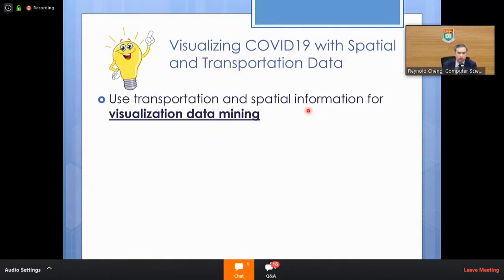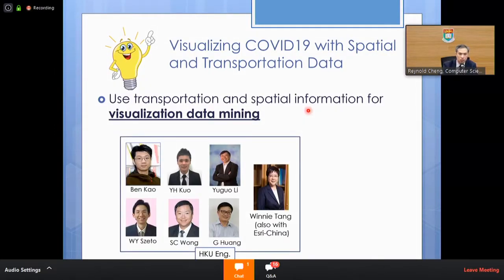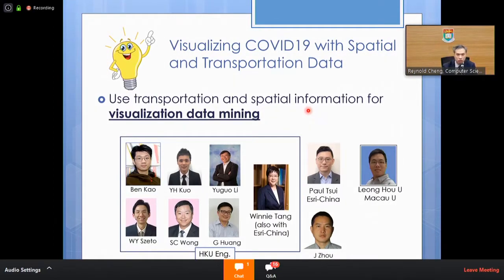We call this field visualization data mining, which is a kind of data mining process to help users or experts use their eyes to visualize what has happened, so that they can do something quickly. In order to do this, I have currently assembled a team with a number of very well-known and good experts from Hong Kong U Engineering, together with Dr. Jingjian Zhao from Architecture, as well as Prof Cheng from ESR China, and also Dr. Leung Hao Yu from Macau University.